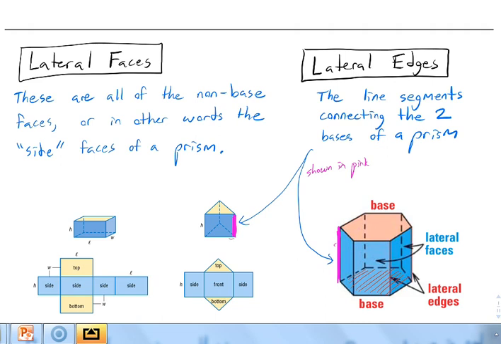The edges, these parallel lines that connect to the bases, one at each vertex, those are going to be the lateral edges. We're not going to use that term that much. You might encounter it in a word problem that says, here's a prism with lateral edges of length 12 inches. But beyond that, they're not really important in terms of discussion. But knowing what the lateral faces are is important.